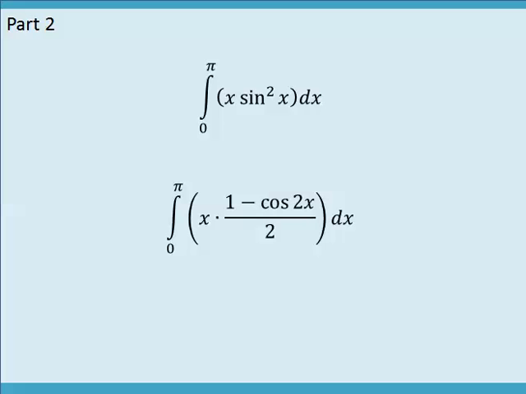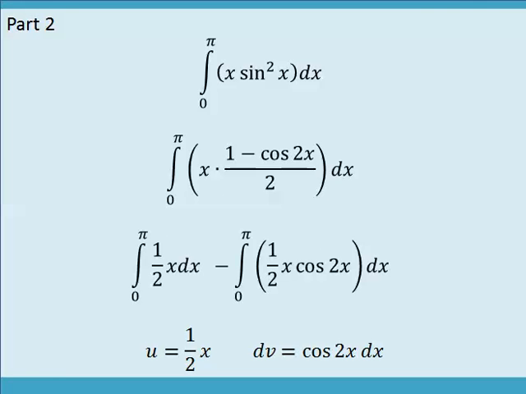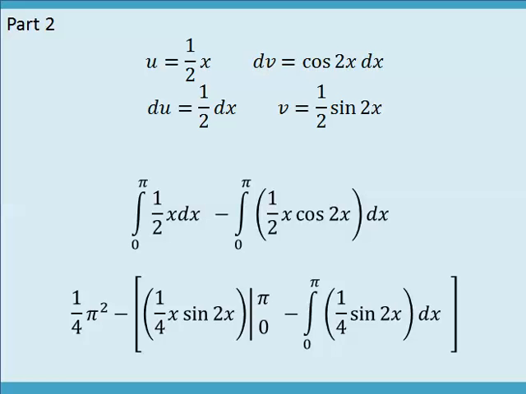Part 2. For this part, I recommend using the power-reducing formula, and then again breaking it up into two integrals. The first integral is fairly straightforward. The second integral, I recommend using integration by parts. For the first integral, I get 1/4 pi squared. For the second integral, my uv, I get 1/4 x sine 2x, that I'm going to evaluate from 0 to pi. And for my du v, I get 1/4 sine 2x.